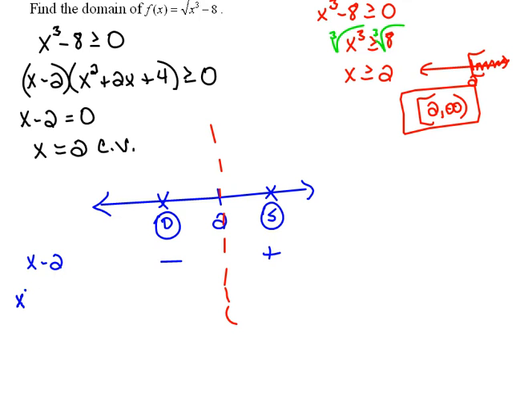Now our other factor, x squared plus 2x plus 4. Again, remember, we're only interested in what the sign will be. So if we plug in a 0, these terms are going to go away and we just have a positive 4. So that's going to be positive in this region. If we were to plug in a 5, well, since we'd square something, that would be positive. Add another positive to it and another positive to it, this will be positive also.